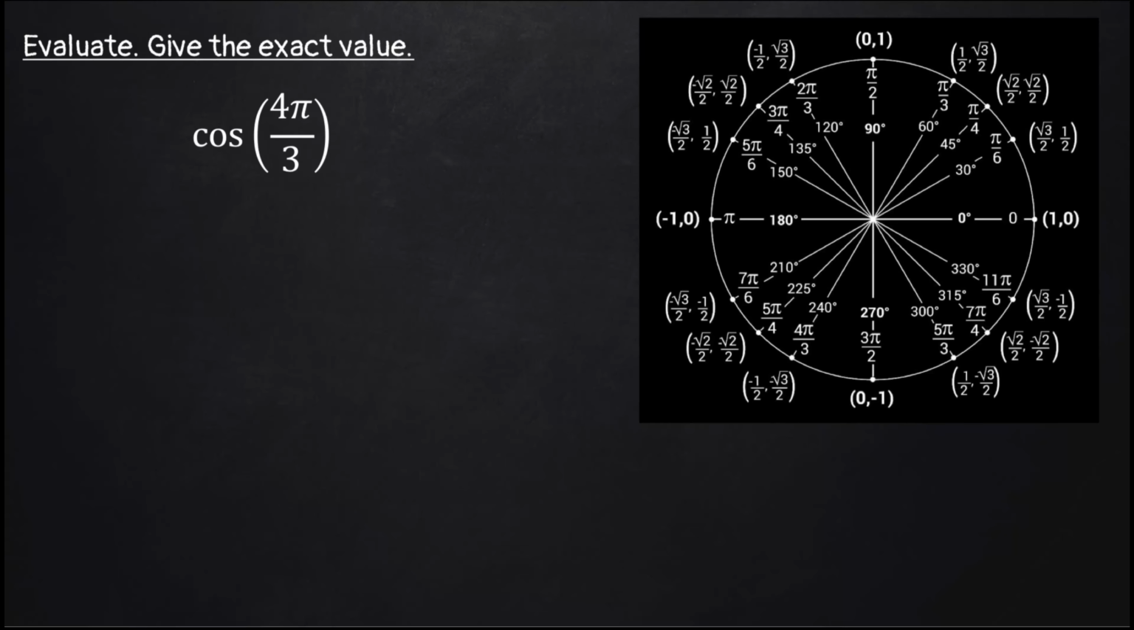Here we have 4 pi over 3. Now 4 pi over 3 here is in quadrant number 3. There is our terminal point. Cosine is the x, so our answer is negative 1/2.